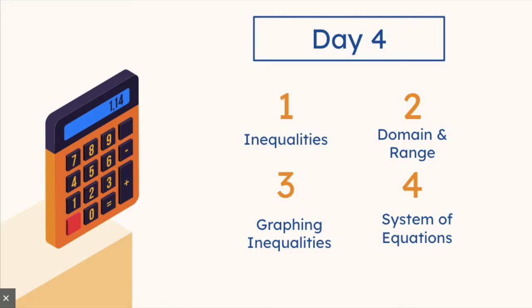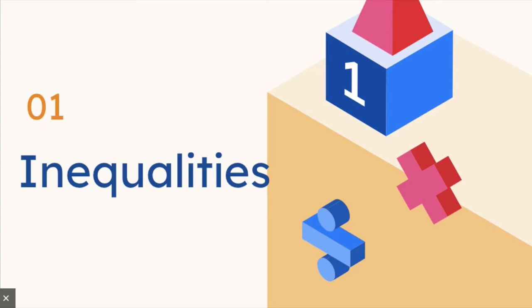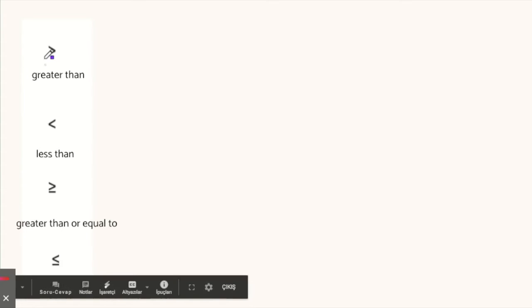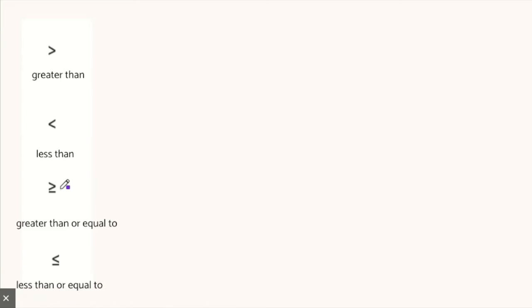Today we're going to be going over inequalities, domain and range, graphing inequalities, and lastly, system of equations. Let's get into inequalities. These are the 4 signs we need to know. This is going to mean greater than, this is going to mean less than, this is greater than or equal to, and this is less than or equal to.